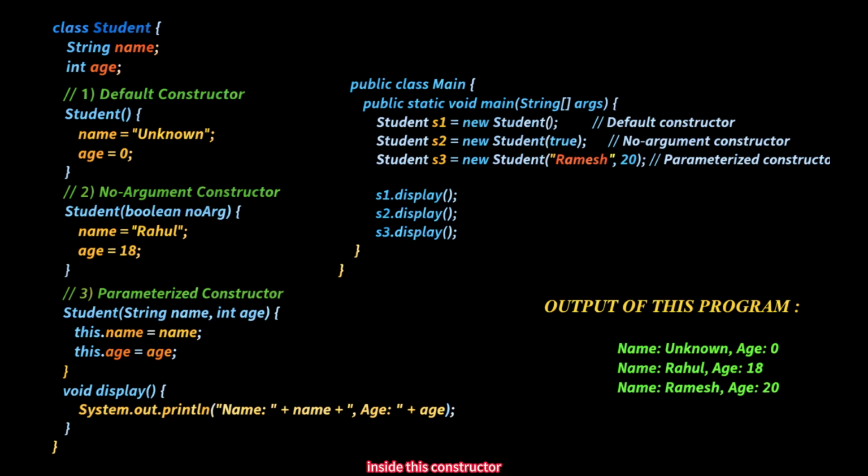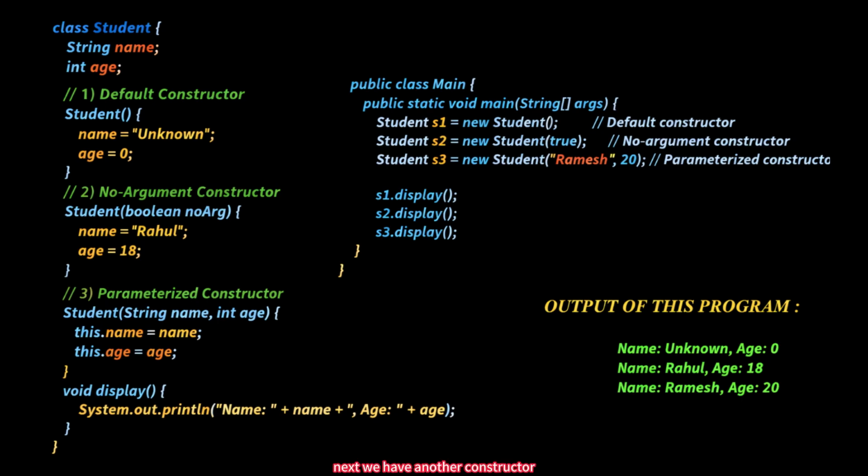Inside this constructor, name is equal to unknown, age is equal to 0. Here, we are setting default values manually. We set the value of name to unknown using name is equal to unknown. We set the value of age to 0 using age is equal to 0. So whenever an object is created without arguments, these values will be assigned.